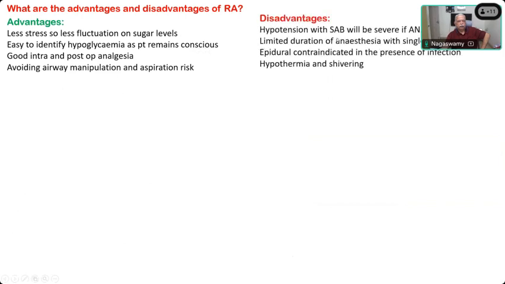Disadvantages: if you give SAB, there is more chance of hypotension, and especially if the patient has severe autonomic dysfunction, hypotension will be quite severe and not responding to the conventional treatment. So patients with very obvious autonomic involvement, better to avoid regional.